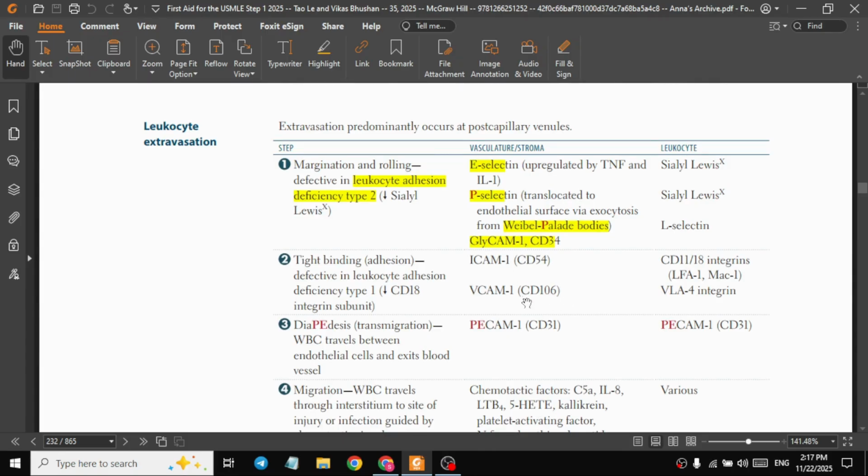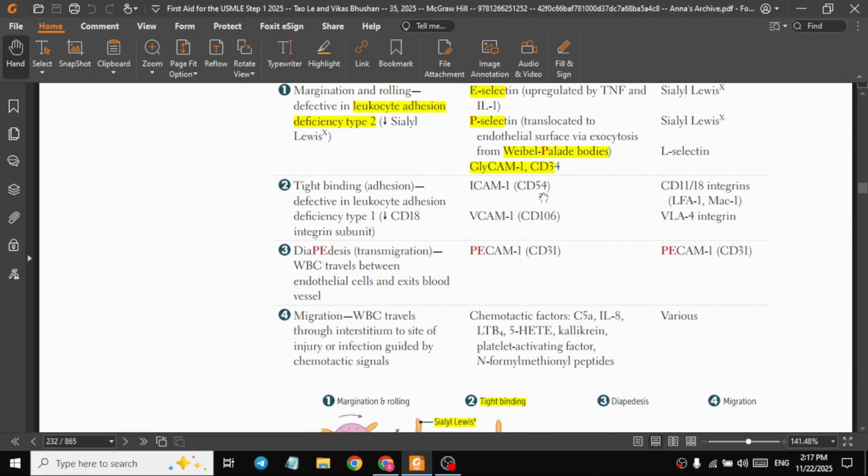Now, the thing is, this is on the landing surface. But the plane, which is the cell, has these markers on it: CD11/18, and then VLA4. All of these are integrins too. Even these are sort of like selectins. So E-selectin binds to sialyl Lewis X, P-selectin binds to sialyl Lewis X, GlyCAM and CD34 bind to L-selectin. So the plane has this, and the landing strip has this. The landing strip has these heavy numbers, but the plane itself is binding via CD18. I think that one has to be the main one that you have to remember.